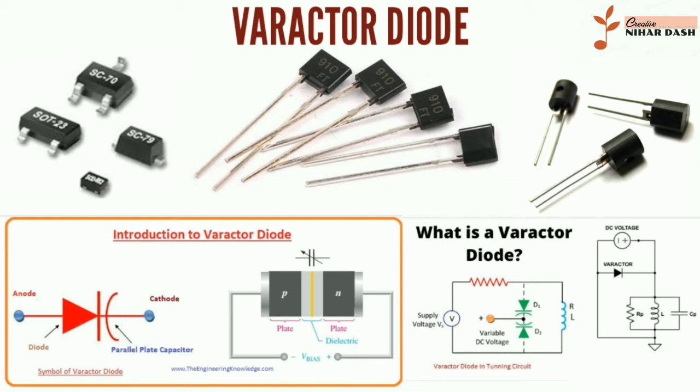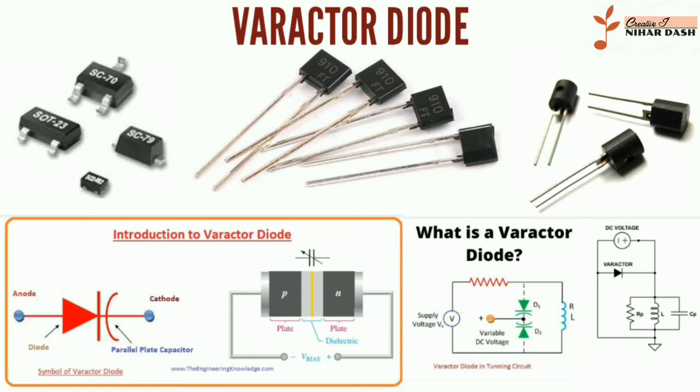Symbol of varactor diode: the symbol of the varactor diode is similar to that of the PN junction diode. The diode has two terminals, namely anode and cathode. One end of the symbol consists of the diode, and the other end has two parallel lines that represent the conductive plates of the capacitor. The gap between the plates shows the dielectric.